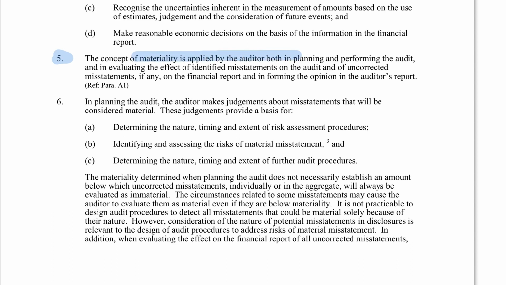Materiality is applied during the planning and the performing of the audit and evaluating the effect of misstatements. So I set my materiality in the planning stage. That will help me identify perhaps changes in accounts that are bigger than a certain threshold. And then when I'm gathering evidence and evaluating it and saying, is this material or not, I'm looking at those two components. I'm looking at that quantitative component and that qualitative component to determine whether they are material.